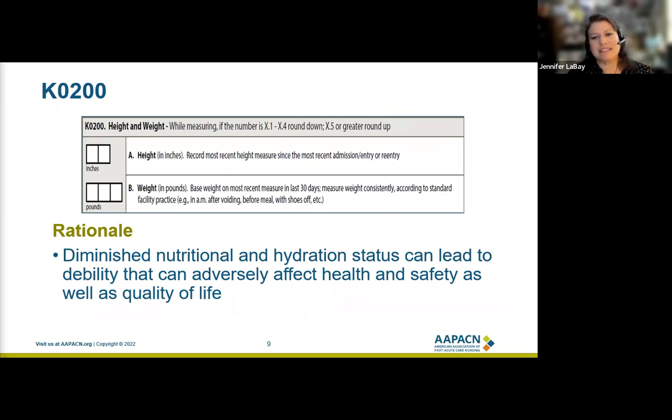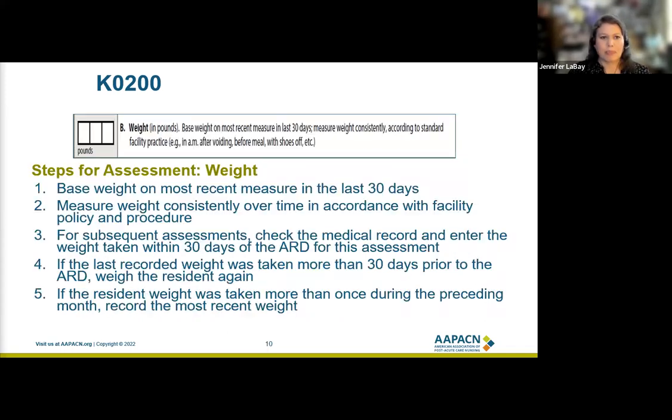K200 records the resident's height and weight. The rationale for this item is that diminished nutritional or hydration status can lead to debility and adversely affect health, safety, and quality of life. The height and weight are used to calculate the BMI, which is used to determine if the resident has a healthy weight. This happens in the background, so this isn't something you're going to see on the MDS itself. But we do want to make sure that we have a good understanding of the timeframes for both height and weight, and how to calculate these.